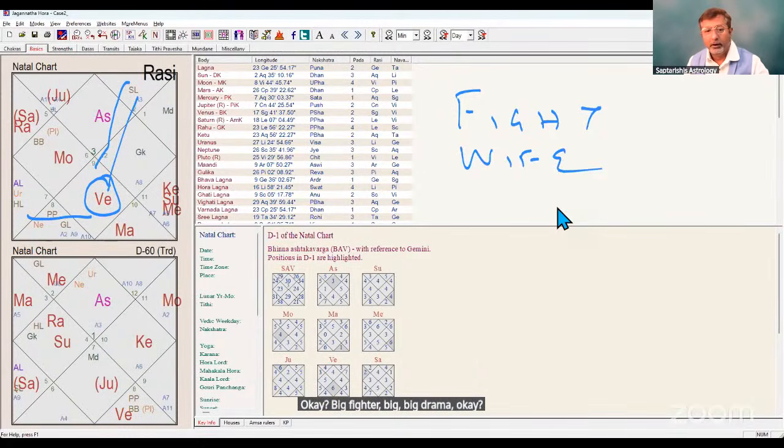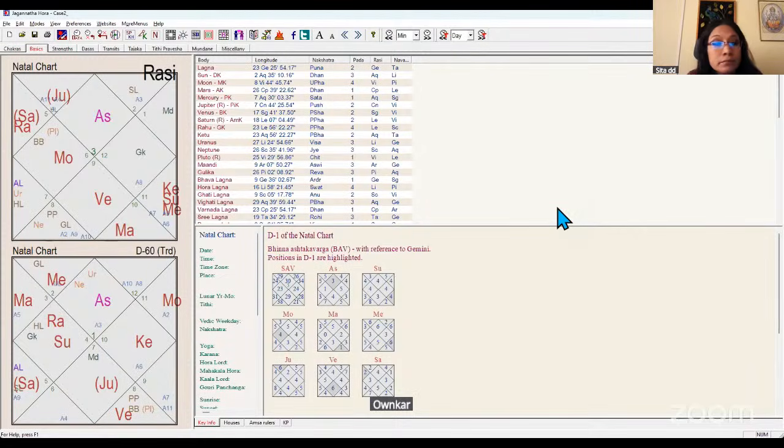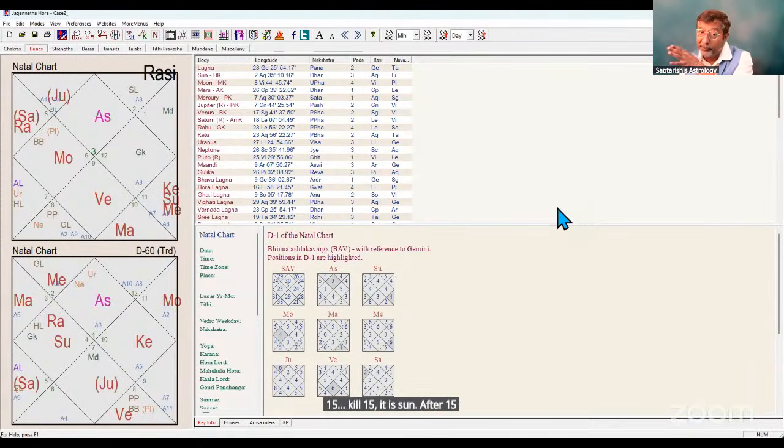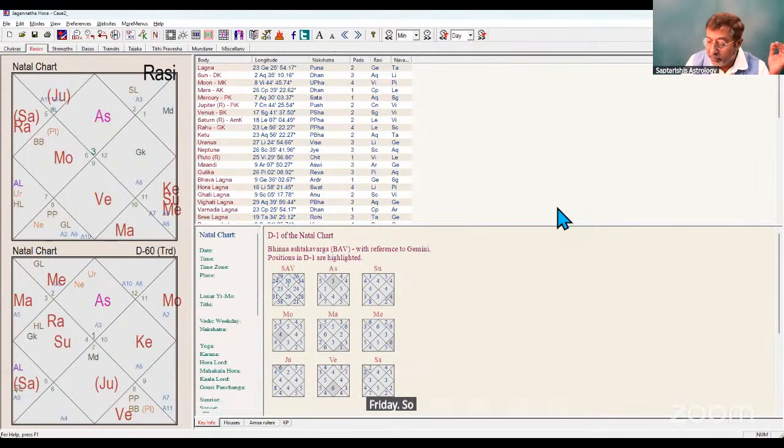Now, let's take the Kaksha of Shukra. Shukra is at 17.41. Refer to your table and tell me what Kaksha it is in. Venus is in which Kaksha? Venus only, sir. Venus Kaksha. Till 15 it is Sun, sir. After 15 to 18.45 it is Sun-2, Friday. So it is a very strong Venus.